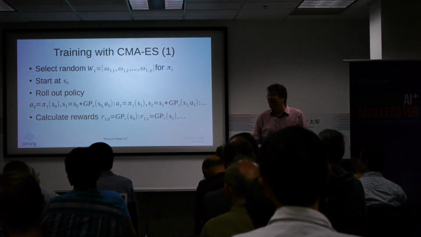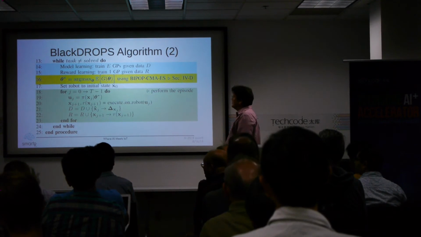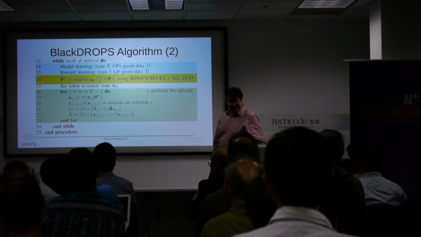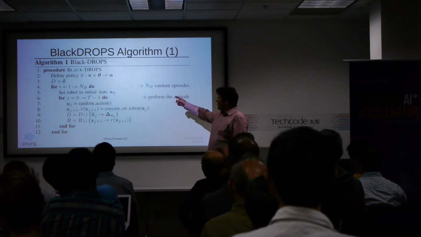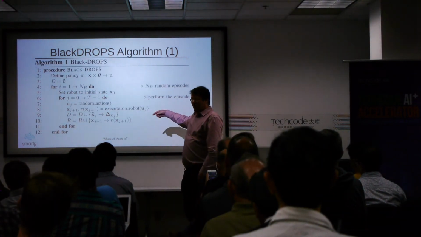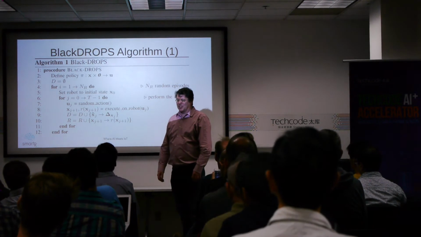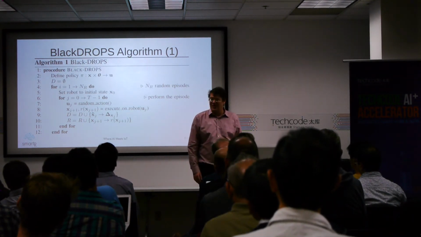How does the initial Gaussian model get, what data is feeding the initial one? It's this first part where they actually just run some random actions. So they just start off with some random actions and get some data, and that's what feeds the initial one.